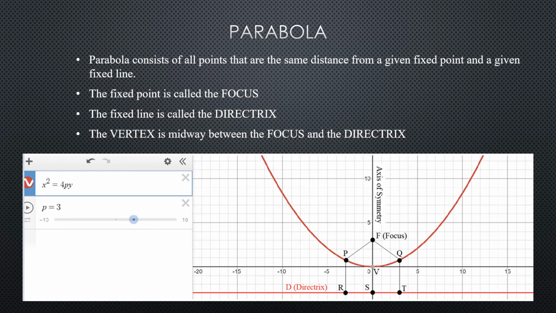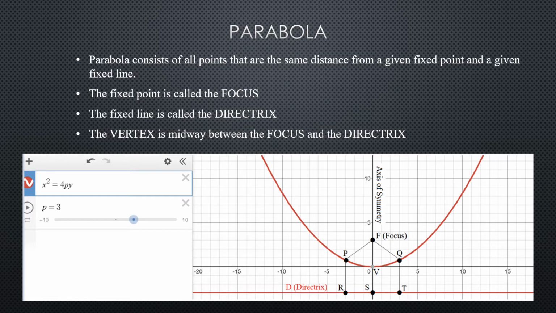Okay, so let's try to define what a parabola is. A parabola consists of all points that are the same distance from a given fixed point and a given fixed line. And that's pretty wordy. Just bear with me for a little while, and we're going to see if we can break that down. The fixed point is called the focus, and the fixed line is called the directrix. The vertex is the midway point between the focus and the directrix.